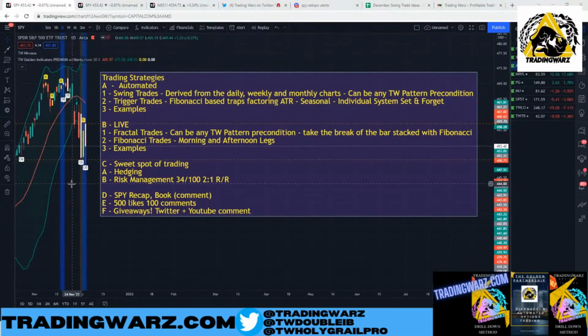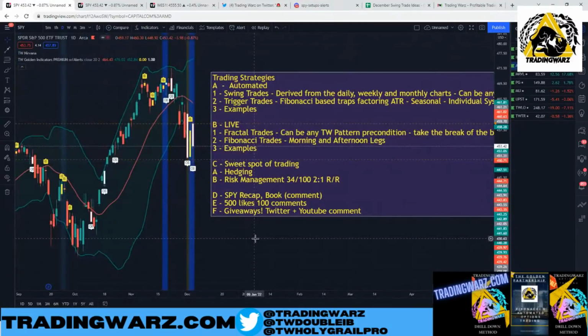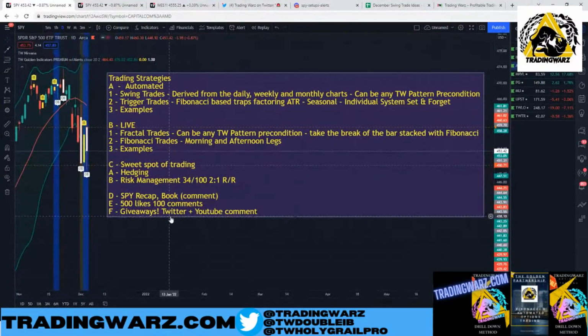All right, so first, we need to separate trading strategies into 2 broad categories. The first one is automated trades. The second one is live trades. So automated trades, what that means is you can go ahead and put those into the broker the night before. So you don't have to wait for any setup to happen in front of you, because the setup has already occurred, right? So automated trades are basically what I do: swing trades and trigger trades.